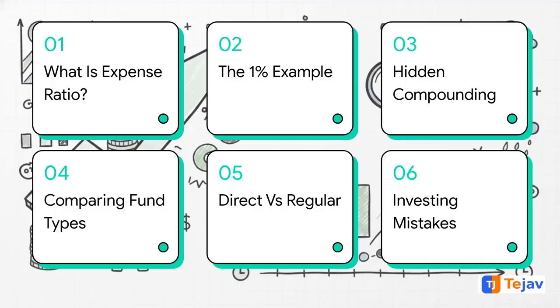Okay, here is our roadmap for today. We're going to cover: 1. What is an expense ratio? 2. The 1% example. 3. The hidden compounding impact. 4. Comparing types of funds. 5. Direct versus regular plans. And 6. Common investing mistakes. Let's get right into it.